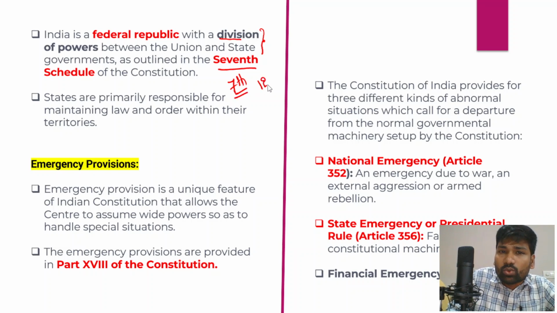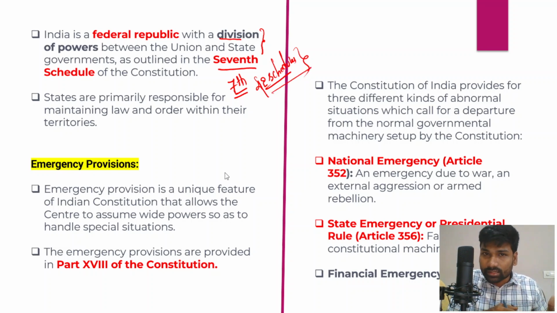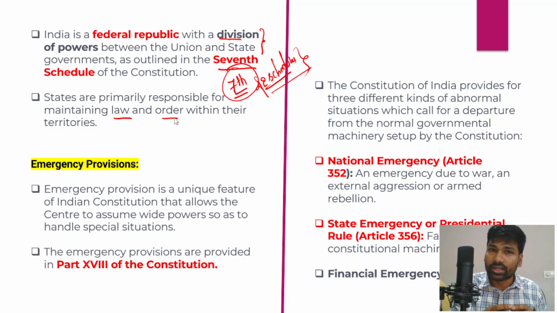Remember, we have as of now 12 schedules, and all these 12 schedules are very, very important for your prelims examination, right? Because previously a number of questions were asked based on these schedules. However, coming to this discussion, the 7th schedule deals with the division of powers between the union government and the state government, and states are primarily responsible for maintaining law and order within their territories, right? So law and order is a state subject within the 7th schedule of the Indian Constitution. States are primarily responsible for maintaining law and order within their respective territories.